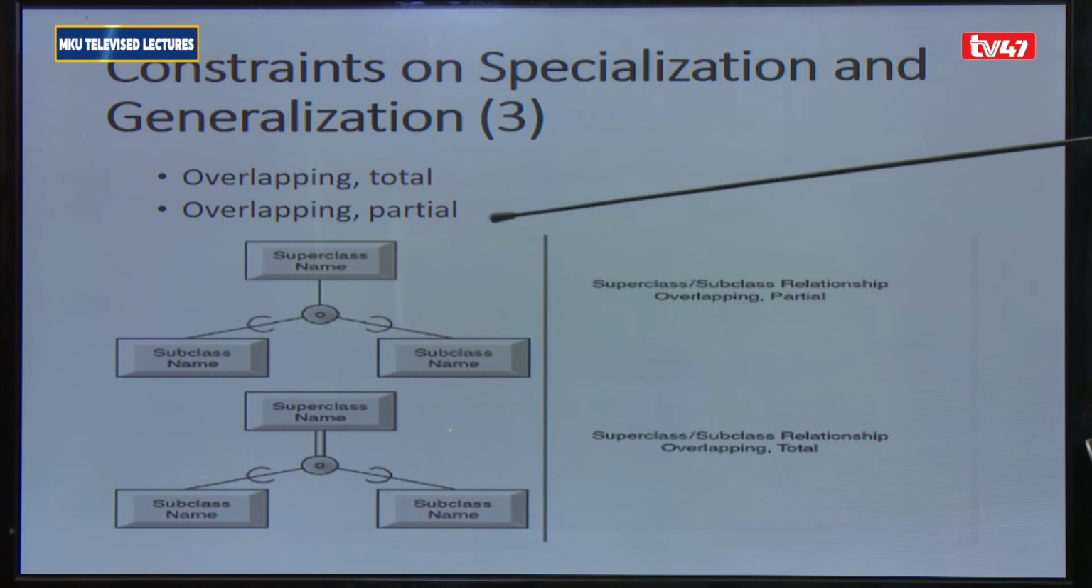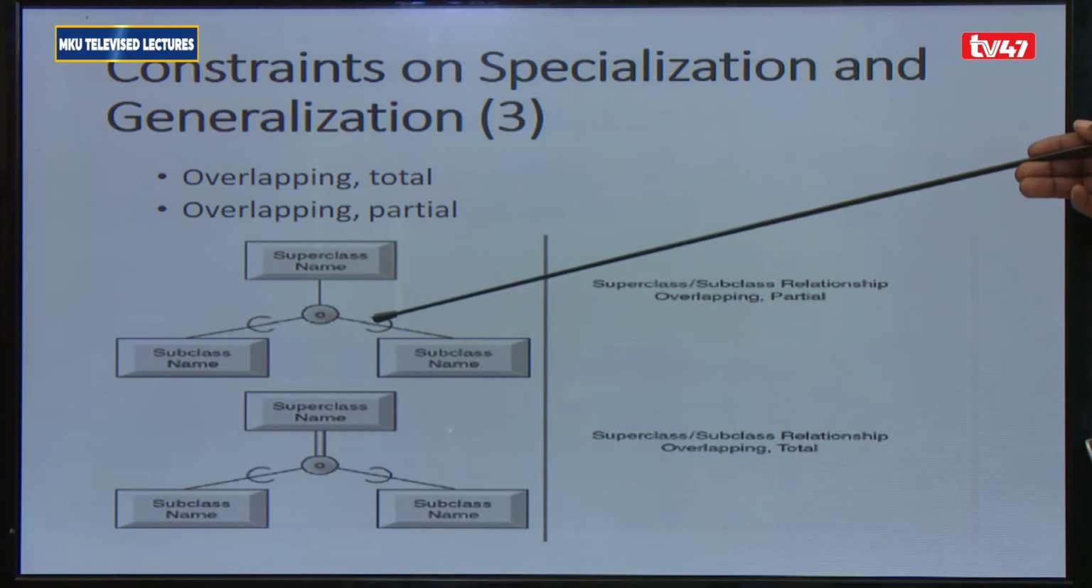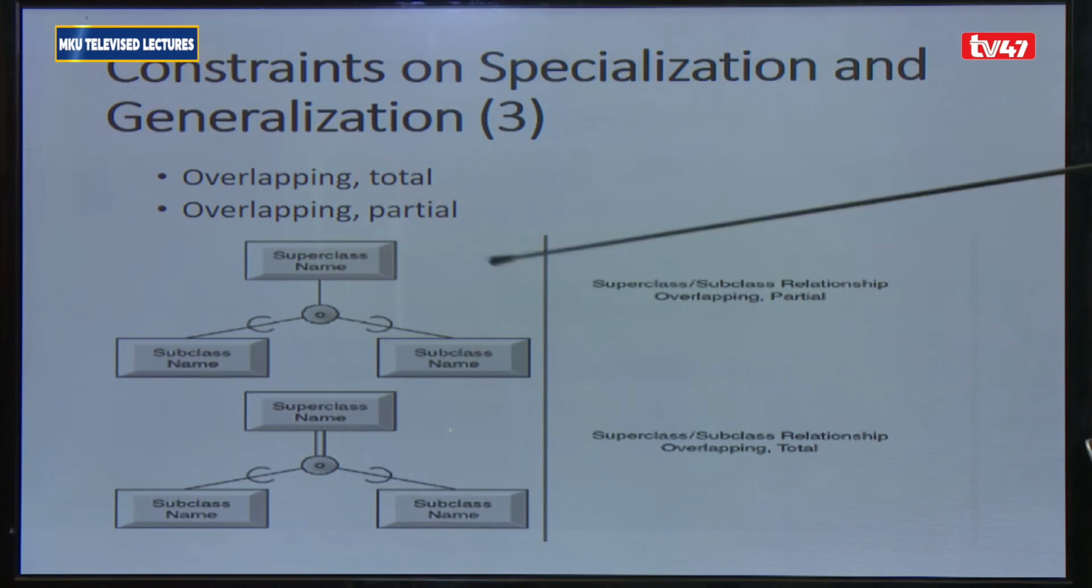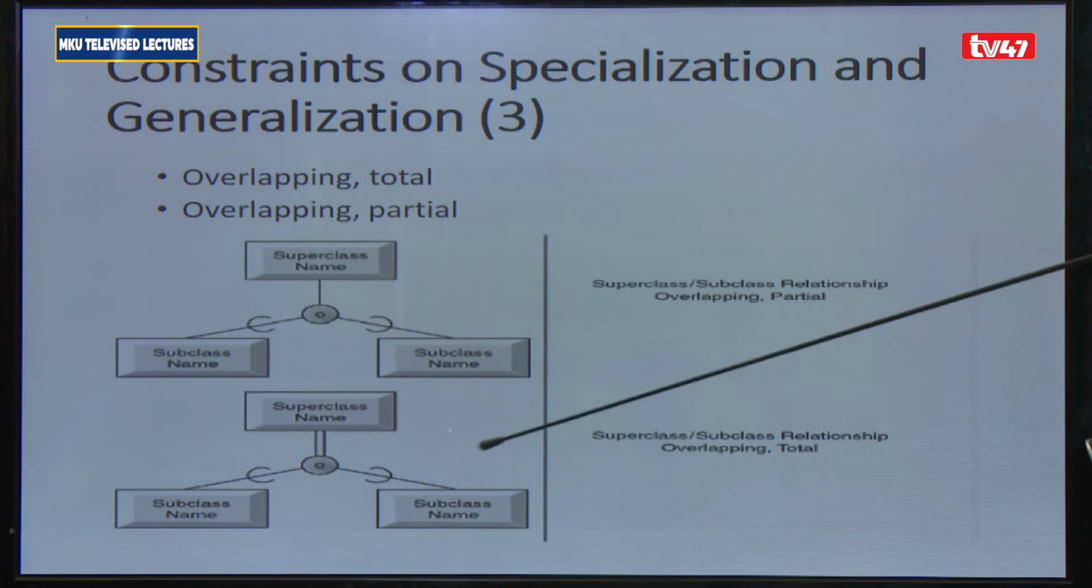Where we have the superclass. This one is for overlapping partial because the line is one. It's a single line. Single line, as we have said, denotes partial. Double line means total. So single line is partial. The O means overlapping. So in this case, it's overlapping partial. The next one is overlapping total, because we have a double line.